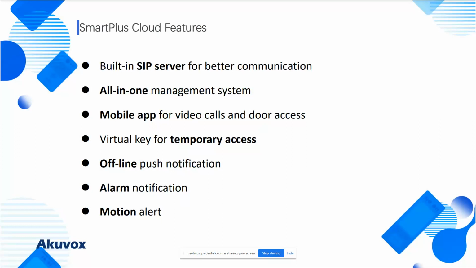Offline push notifications and alarm notifications, these two are combined. So when anything happens to your sensors, like our indoor monitors or fire alarms, an offline notification will be pushed to your applications, or missed calls, or those things. And motion alert is a specific feature of our door phones. So when anybody is walking in front of your monitors or door phones, it will send alerts to your applications, but you have to switch on this feature before using it.